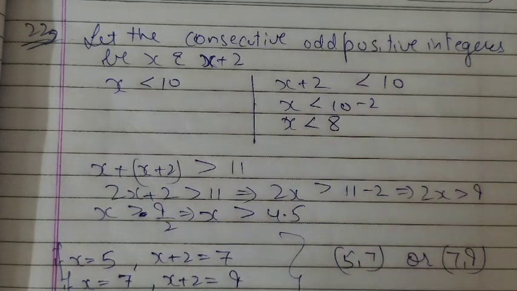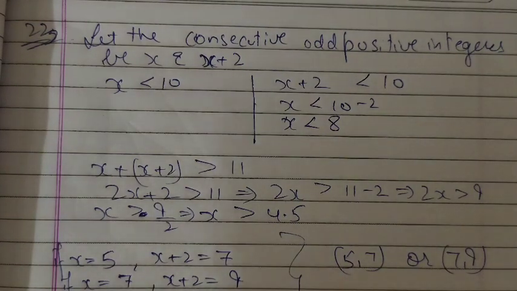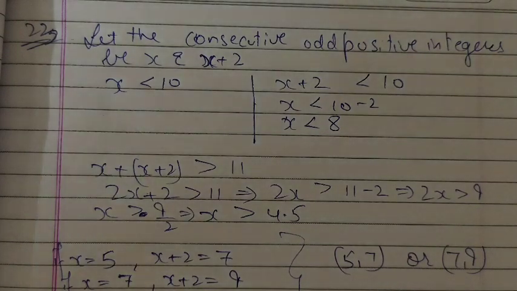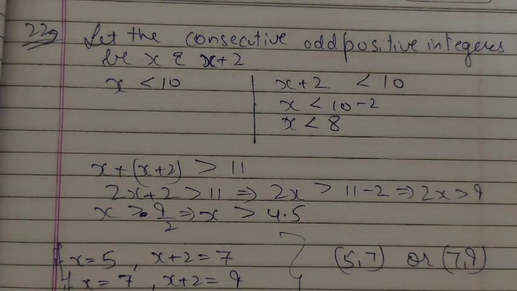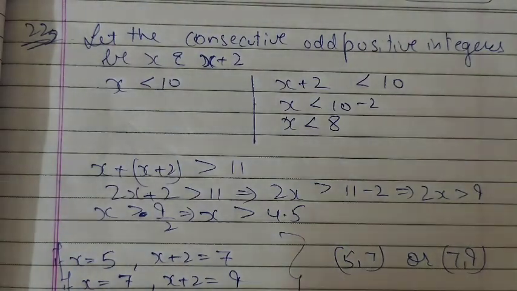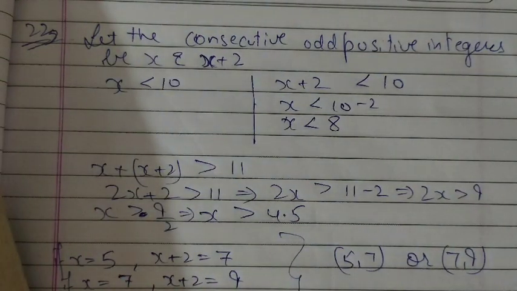24th question is exactly similar to 23rd. Just try it. Very easy it is. Just the conditions are reversed. In this, even number is given. So you can take even positive integers as x, x plus 2, right? Next, we have question number 25.